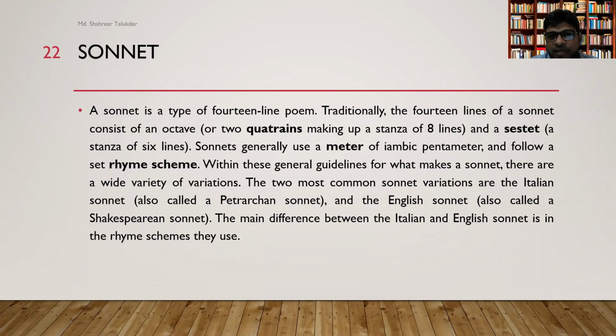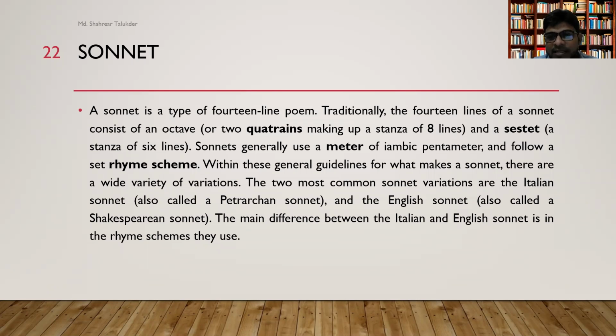You can see that we can divide this poem into two different sections. The first 8 lines have one name, and the last 6 lines have a different name. The first 8 lines are called an octave, or two quatrains. As you know, a quatrain is made up of 4 lines. So there will be 4 lines, 4 lines, a total of 8 lines. That will be the octave.